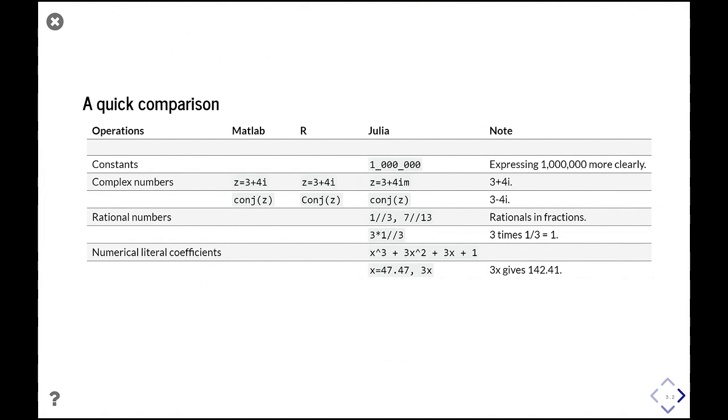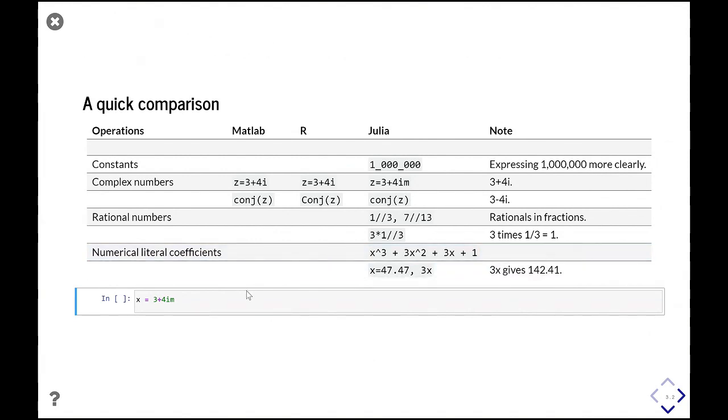And as well, numeric literal coefficients. Here in this example, you have a polynomial of degree 3. Instead of writing 3 times x to the power of 2 plus 3 times x, you can simply put the number 3 in front of the variable x, and Julia will recognize that. For example, we define x as 47.47, and if you type 3x, that will give you 142.41.